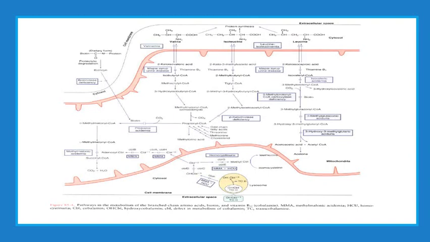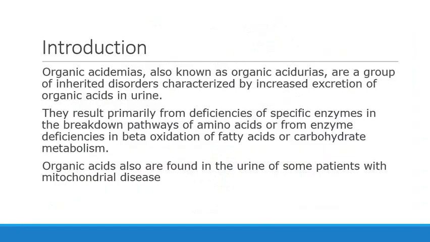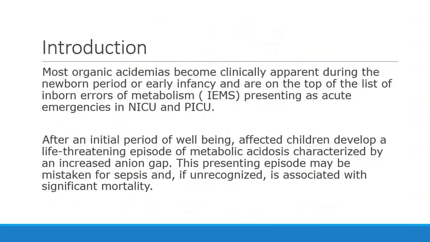As we have mentioned, most of the organic acidemias result from an enzymatic deficiency in the catabolic pathway of amino acids. Most of them become clinically apparent, as we discussed in the last lecture, in the newborn period or in early infancy. They are at the top of the list of diseases presenting with an acute metabolic emergency in the ICU. So we have to have a great awareness about these disorders.